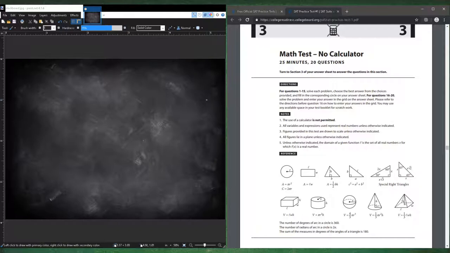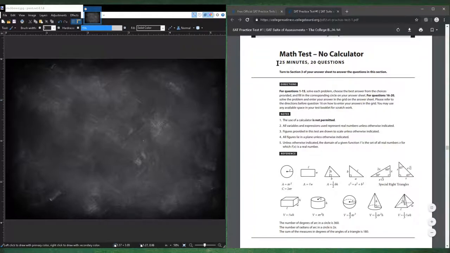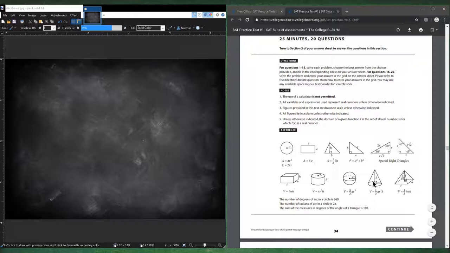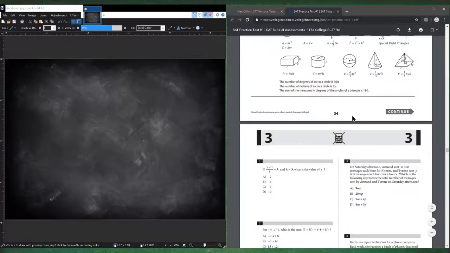First, the math test, no calculator portion, so keep all the calculators away. This math test will be 25 minutes for 20 questions, and the formulas are down here on the bottom if you need to ever use it.